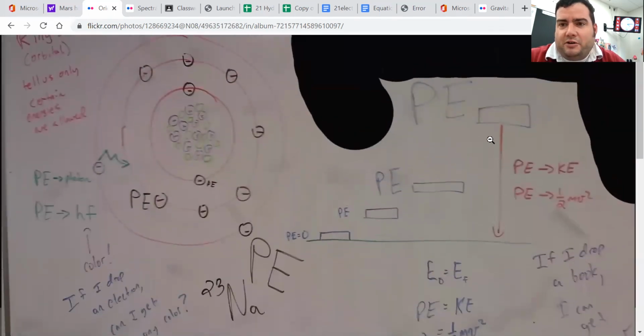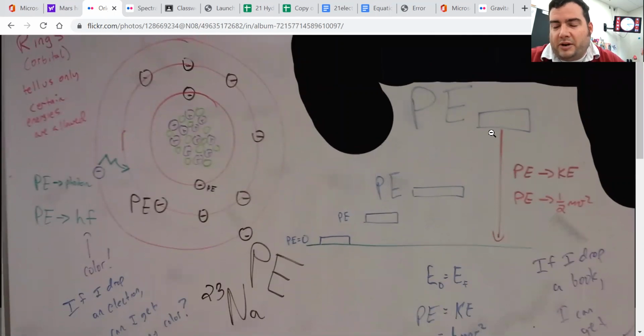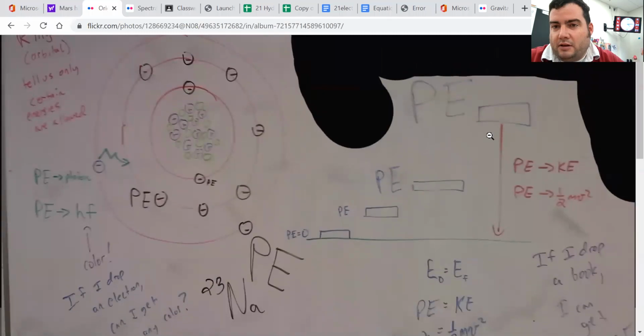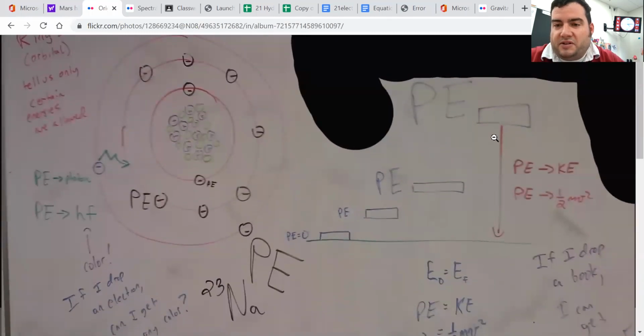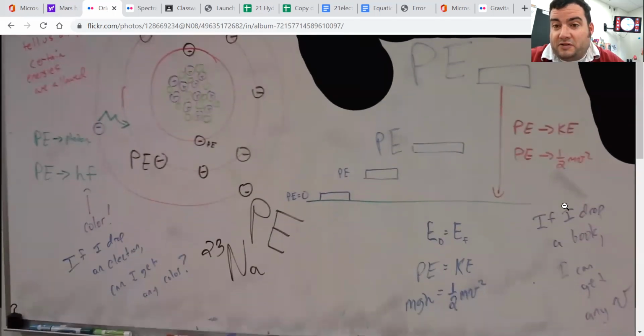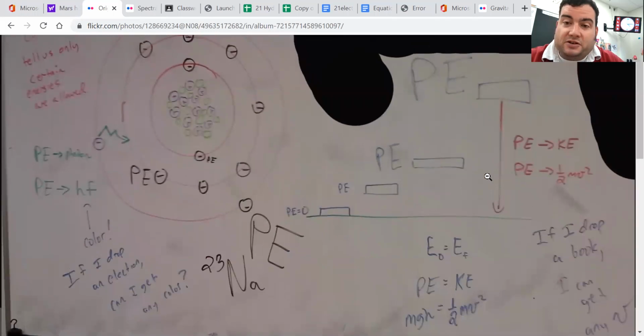Well, imagine I couldn't measure potential energy of something like a textbook, but I could measure how fast the textbook goes when it hits the ground. Since potential energy gets converted into kinetic as the textbook falls, then all I'd have to do would be measure the speed of the textbook as it hits the ground, and I could backtrack and figure out its initial potential energy.